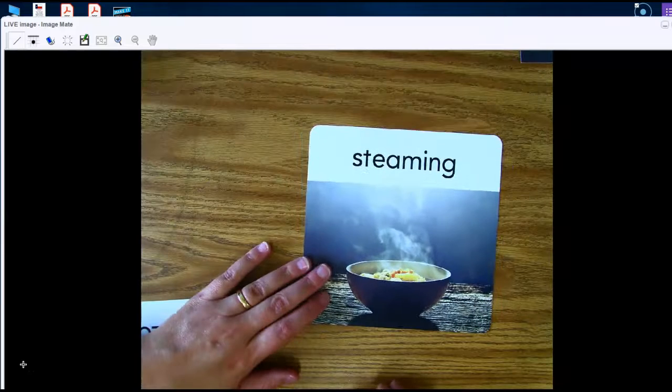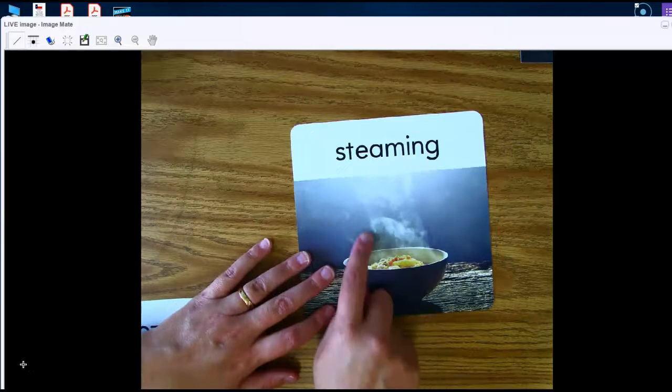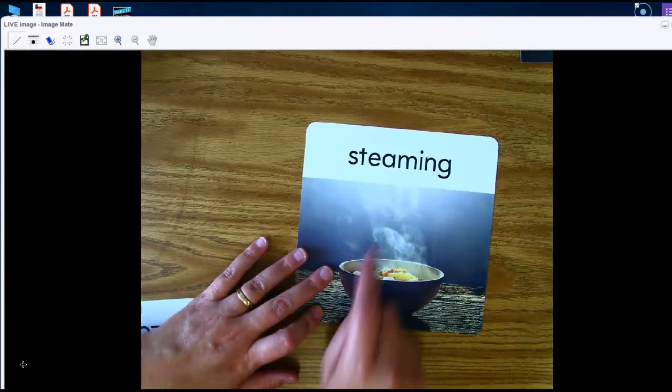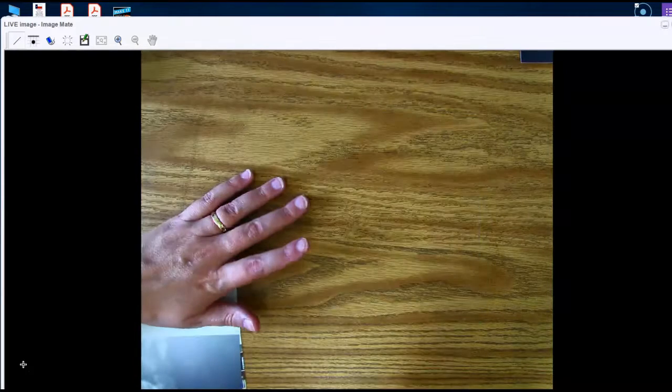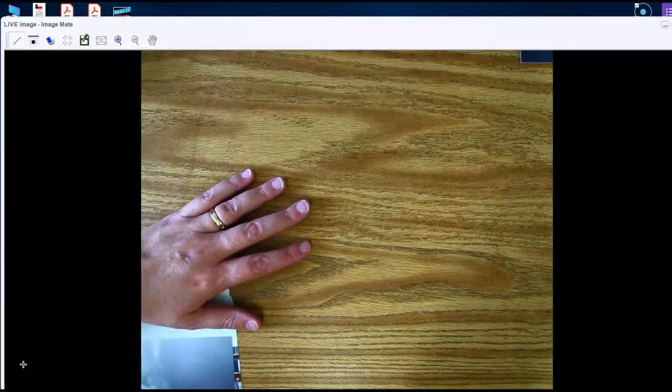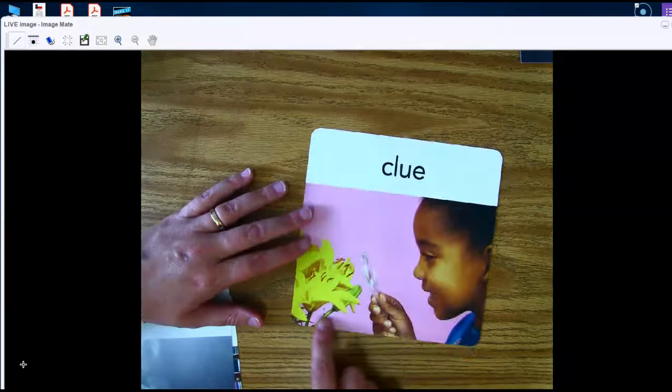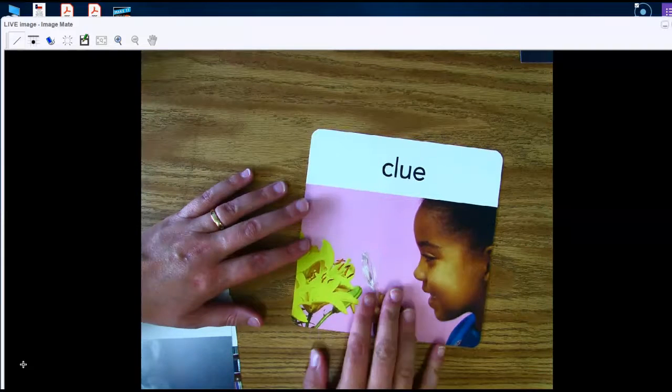We all know what steam is. We learned that in matter. But this bowl of rice or of soup is steaming. Okay, clue. Say the word. Clue. A clue is information that helps you find an answer. I found a clue on this flower. She's using her hand lens.